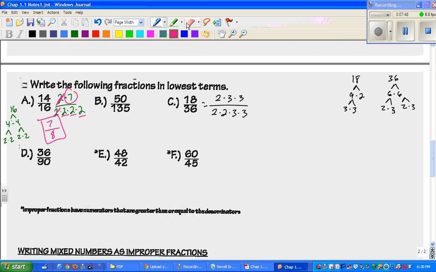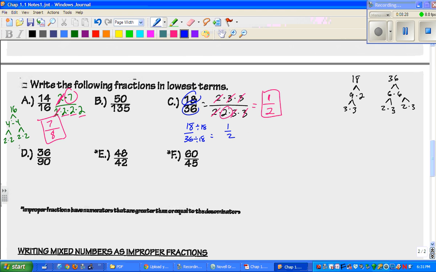You write it all down, and then we start to cross off. There's a 2, there's a 2, there's a 3, there's a 3. Hey, all we're left with is a 2. What goes up on the numerator? Anytime everything gets crossed out, there's always a 1. Now, some of you guys might have noticed right away that if you take 18 and 36, you can divide those. If you know how to do that, you can. Okay?